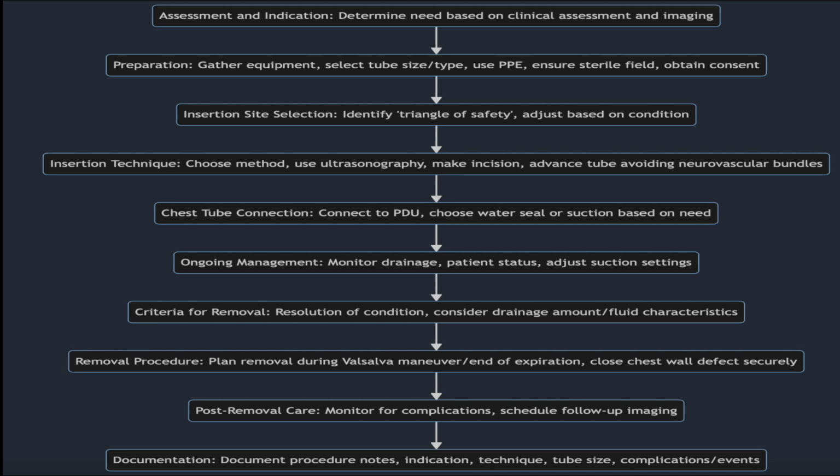And for the removal procedure, plan removal with a Valsalva at expiration and close the chest wall defect very securely. Post-removal care: monitor for complications, schedule follow-up imaging. Regarding documentation, document the procedure well, write your indications, the technique done, the chest tube used and the complications that were noted. Thank you for your patience.